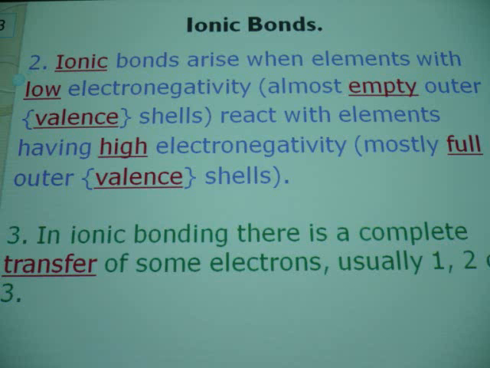However, if you're on this side, you have 1, 2, or 3. If you're on this side, you have almost full, maybe 5, 6, or 7 in your last shell already. These have low electronegativity, because they're almost empty. These have high electronegativity, because they're almost full. These love to marry these, because I've got 2 electrons to give away. He says, give them to me. And when they do, they become plus and negative, and they stick together.